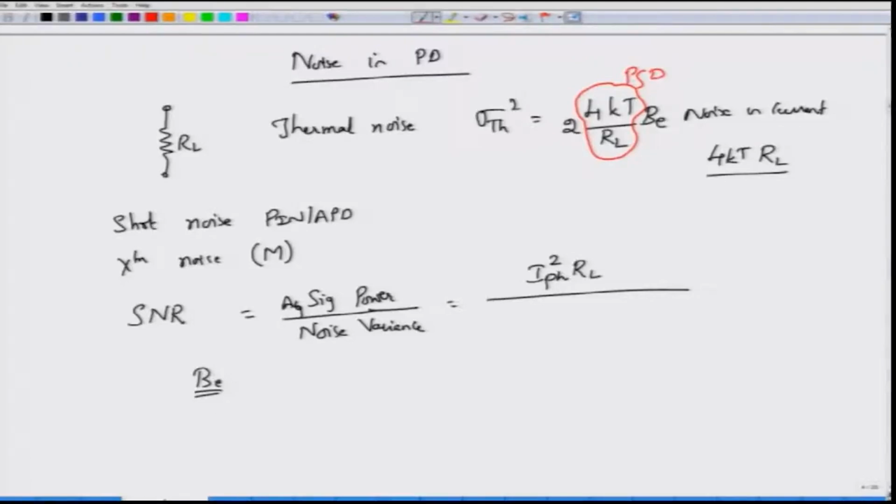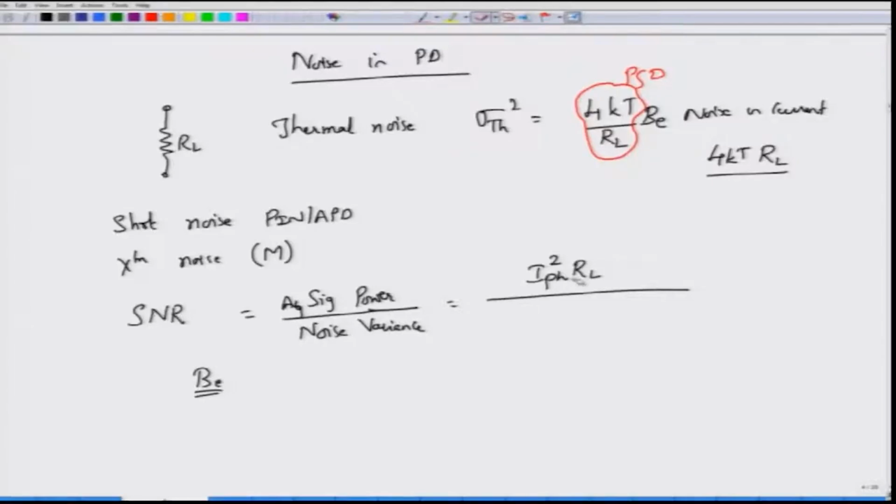Okay, the power spectral density is constant and wide and it is independent of current, 4kT by RL, but if you consider a two sided bandwidth of 2 BE, then this would be the thermal noise variance. Okay. And because this noise process has nothing to do with the current, the variance is not 2 times BE, but rather only BE. So, this is the thermal noise variance that you are looking for.